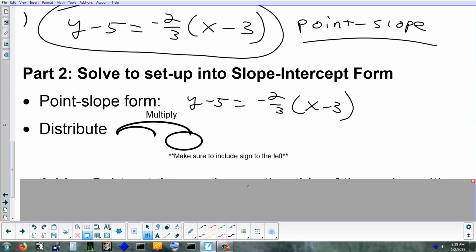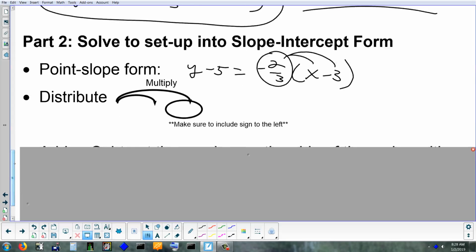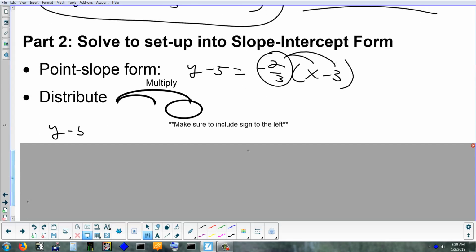Now, if I do this and I distribute out that negative 2/3, does it change the y minus 5? No. Good. I like it. So that y minus 5, for now, it's just going to stay exactly the same. So let's copy that down. But we need to distribute. All right? So we might need a calculator if we've got fractions. We'll say negative 2/3 times x. How do we write negative 2/3 times x?